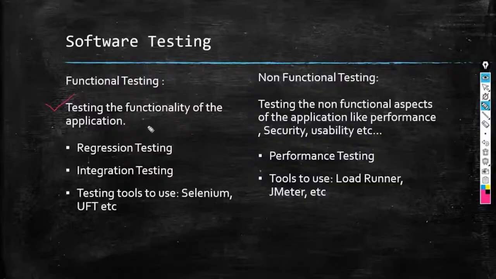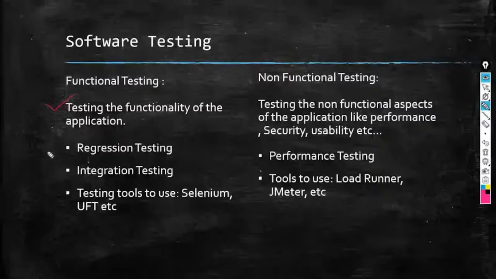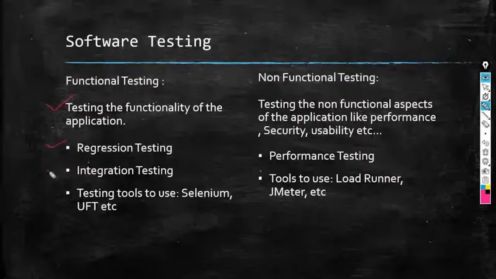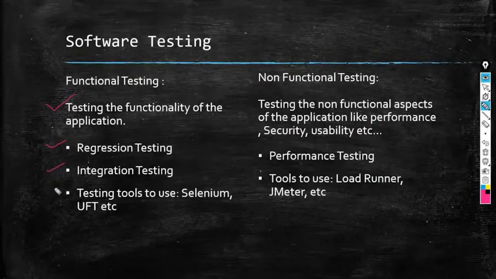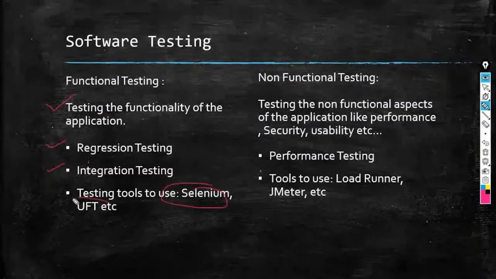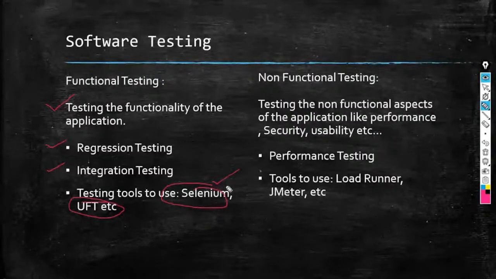As part of functional testing, we have regression testing and integration testing. You might have heard about these, especially if you're in IT or coming from a manual testing background. The tools that we use to do regression testing are Selenium or UFT. These are pretty popular in the market with respect to functional regression testing.